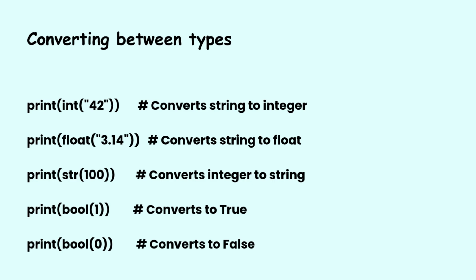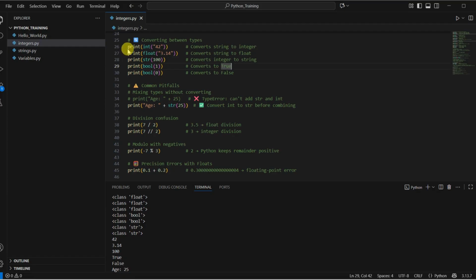In Python, sometimes you need to change one type of data into another. This is called type conversion, and Python makes it easy. Let's look at a few examples. As you can see here, we have int("42") with 42 in double quotes. This converts the string 42 into the integer 42. float("3.14") in quotes converts the string 3.14 into the float 3.14. str(100) turns the number 100 into the string 100. bool(1) gives you True, because 1 is considered truthy. And bool(0) gives you False, because 0 is considered false.